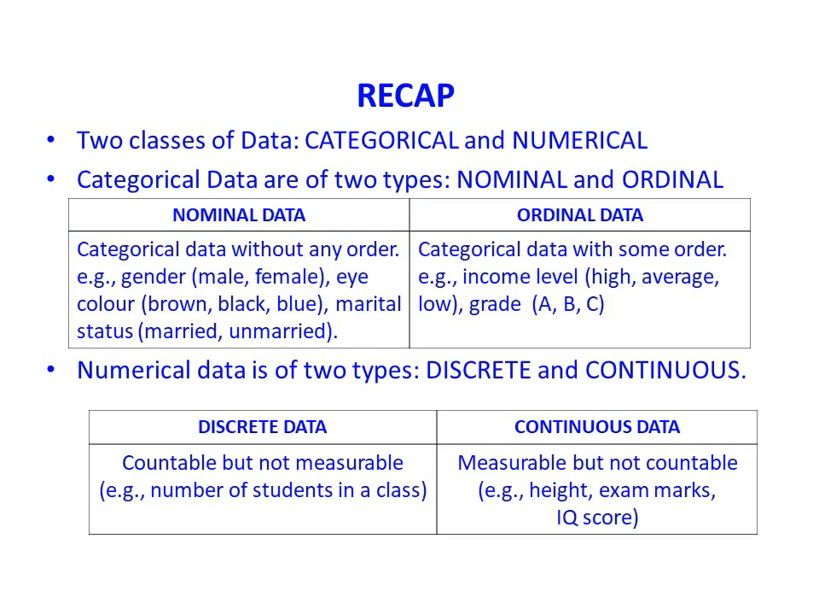Numerical data is of two types, discrete and continuous. Discrete data are countable but not measurable. Example, number of students in a class. Continuous data are measurable but not countable. Example, height, exam marks and IQ score.